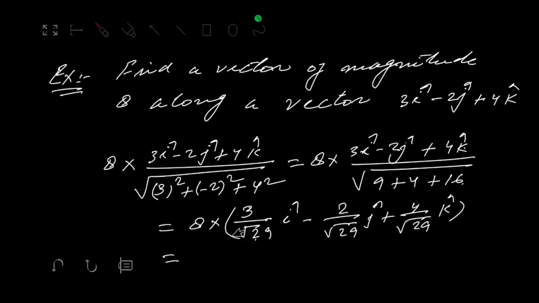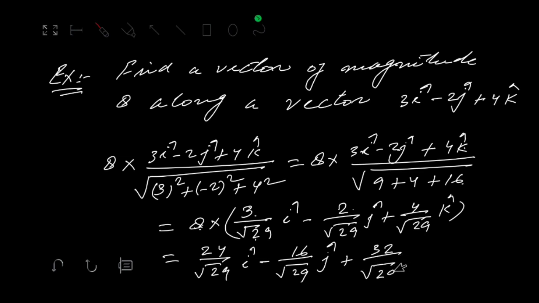Now open up this bracket. This 8 will multiply each and every term inside. So 8 3s are 24 upon under root 29 i cap, minus 8 2s are 16 upon under root 29 j cap, plus 8 4s are 32 upon under root 29 k cap.